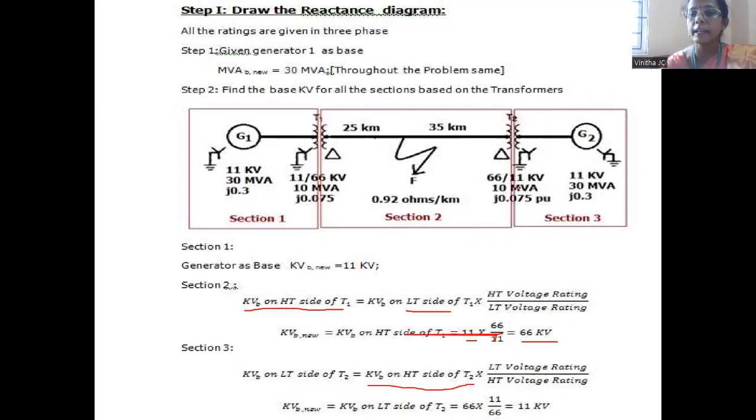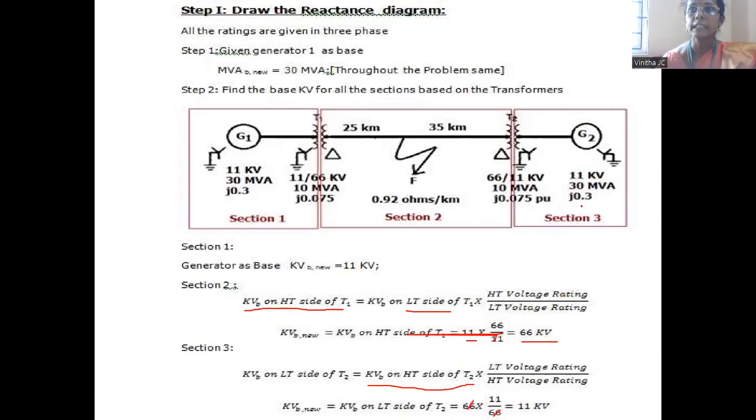So what is LT by HT? It is 11 by 66 into what is KVB on the HT side of transformer T2? Just now we have calculated it is 66 kV. So substitute here, 66 divided by 66 gets cancelled. So the answer is 11 kV. So for section 3, the new KVB is equal to 11 kV.